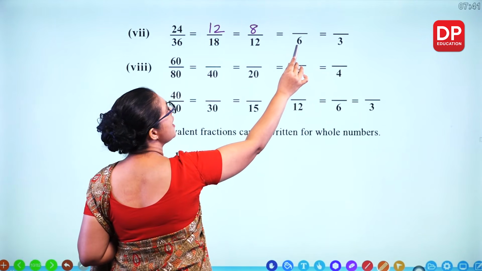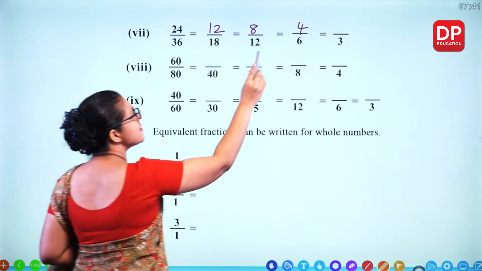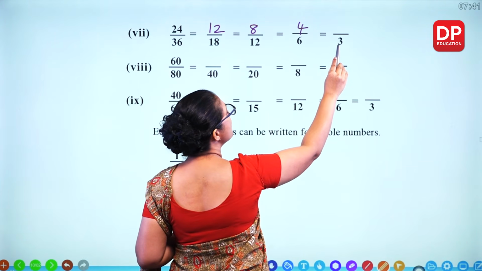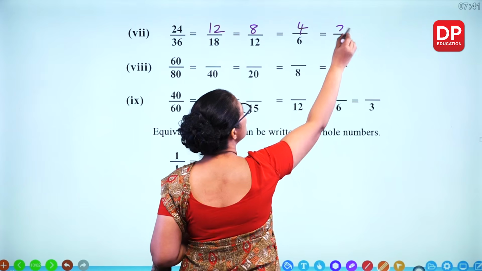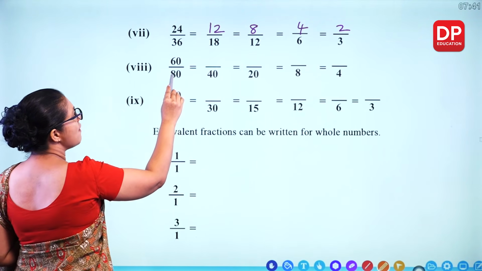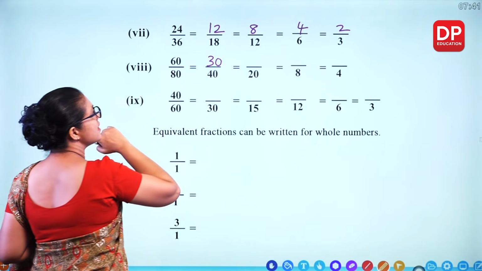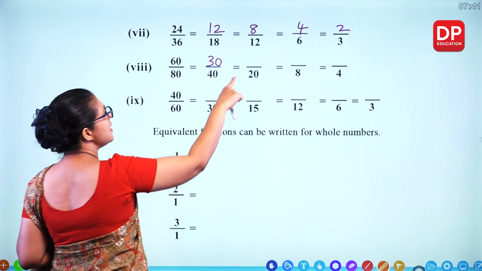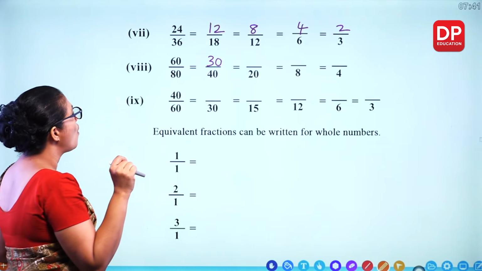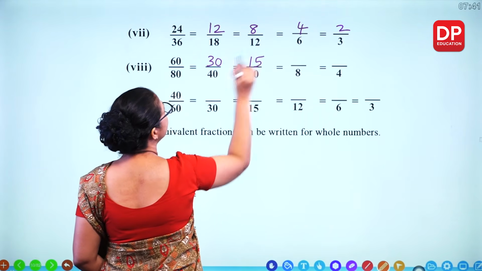This one divided by 2. 8 divided by 2, you get 4. 6 divided by 2, you get 3. 4 divided by 2, it's 2. 80 divided by 2, 40. So 60 divided by 2, 30. Here 80 to 20, divided by 4. 60 divided by 4, 15.